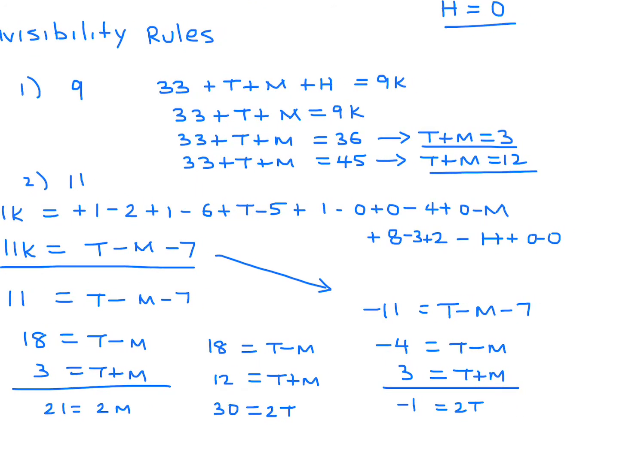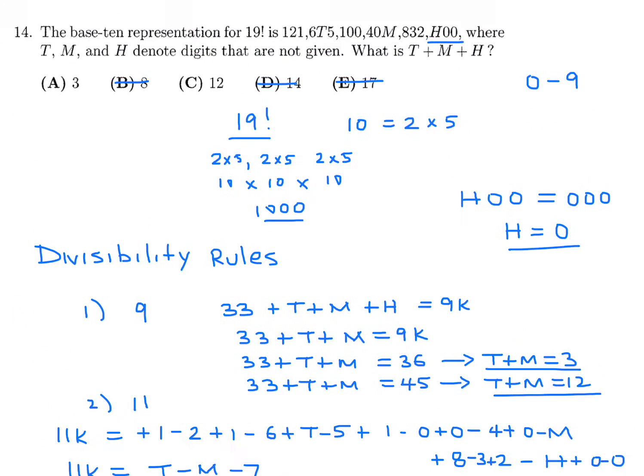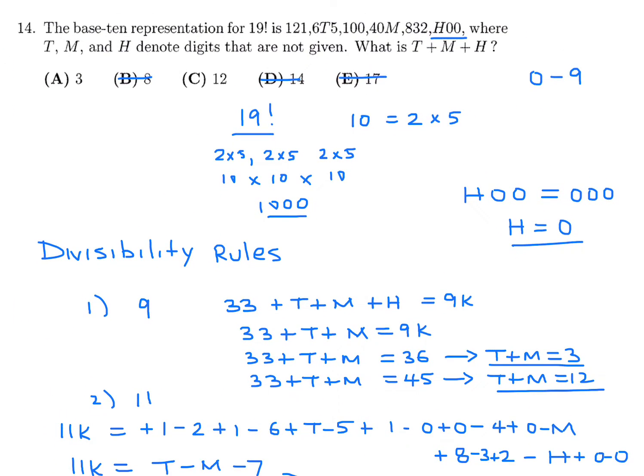No problem. Let's try negative 4 equal to t minus m with this one. Let's see if that works, and I hope it does. So 12 is equal to t plus m, which means 2t is equal to 8, so t is equal to 4. Substituting that back in, I get m equals 8. That definitely works. So t is 4, m is 8, h is 0, so t plus m plus h is 12. That's a pretty cool question. So number 14, the answer is C.